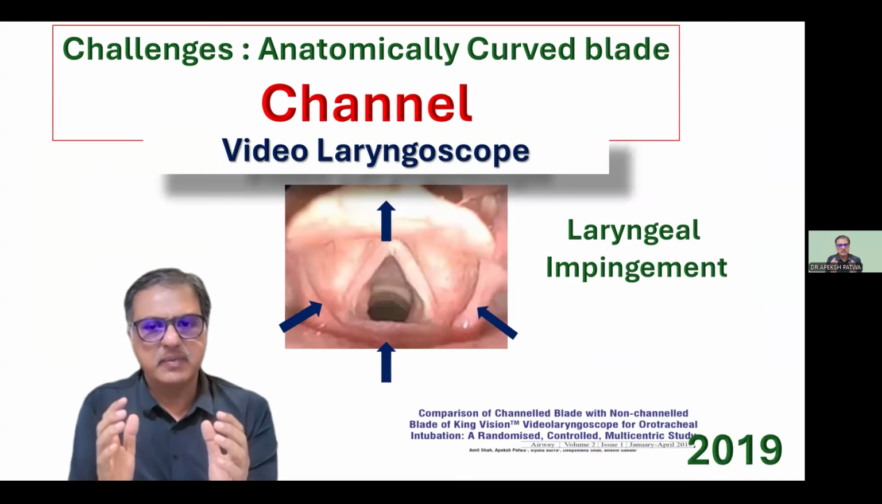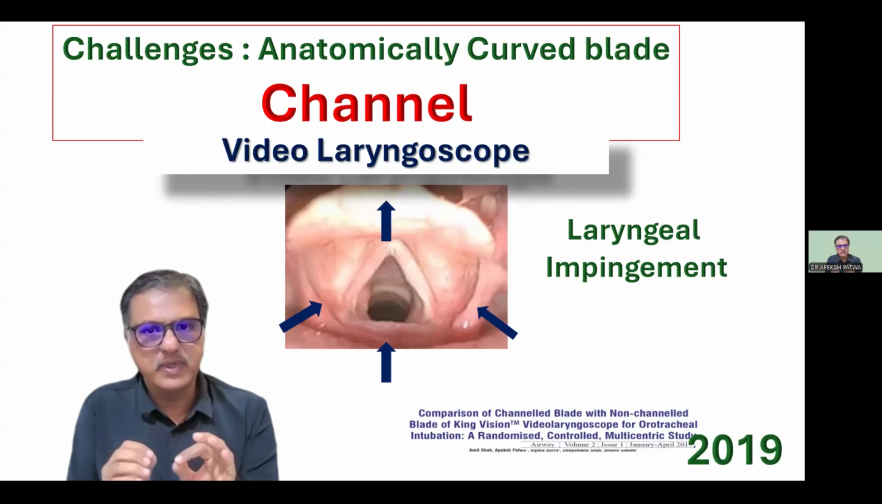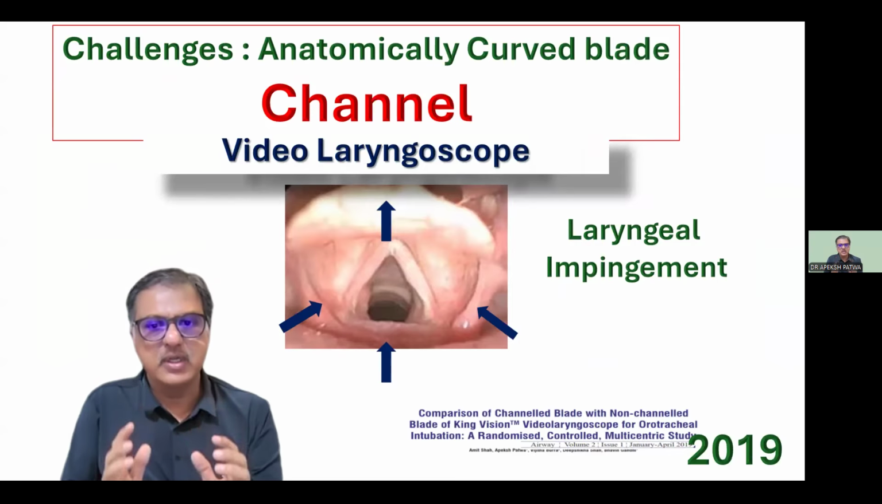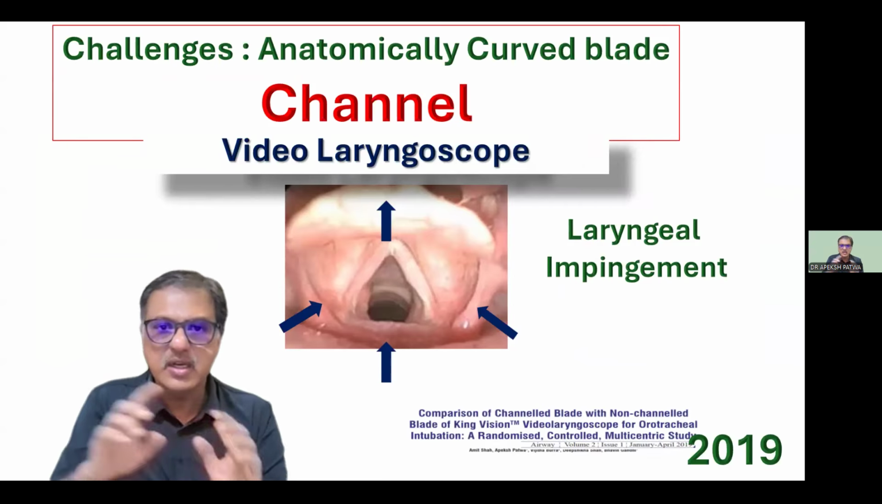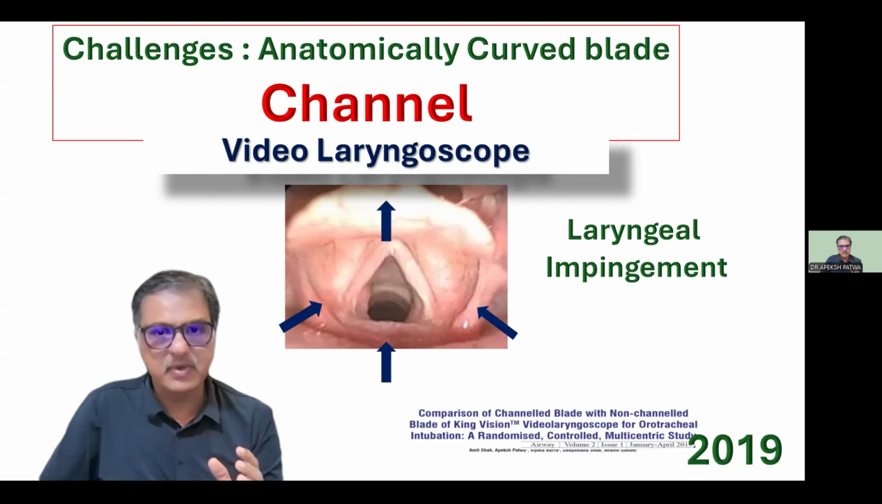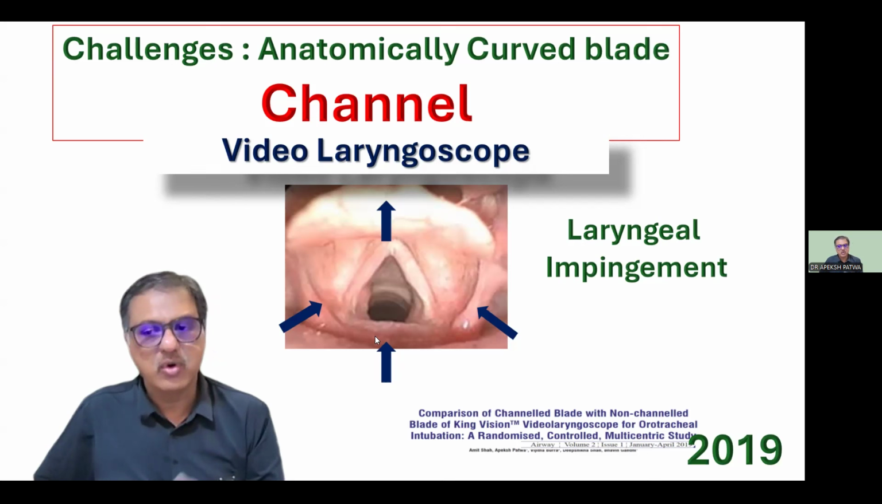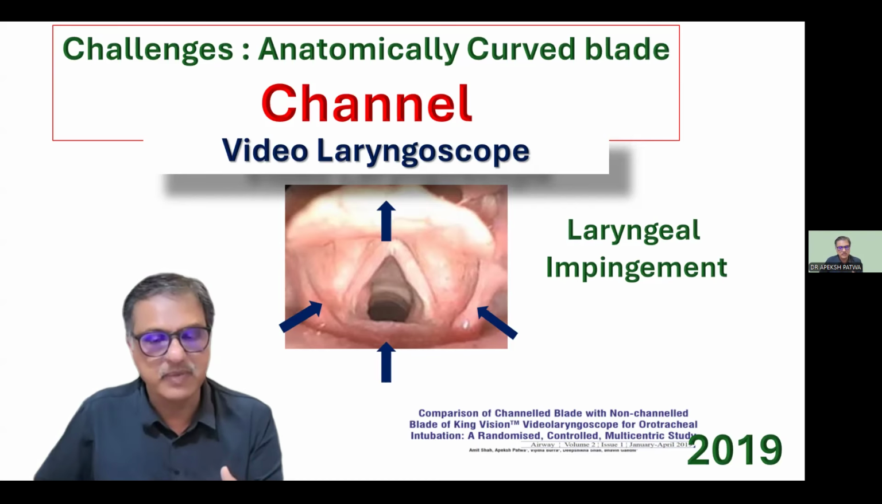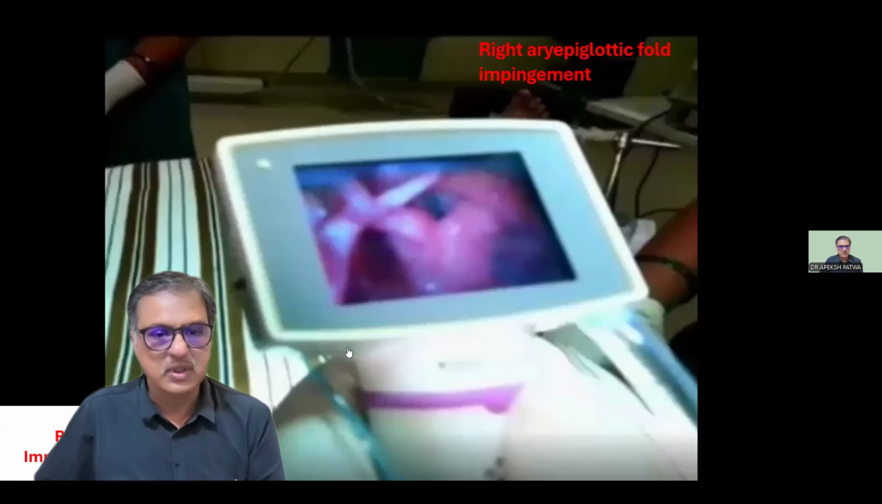So with the channel blade, when you are trying to intubate the patient, your tube can get lodged, impinged, or resisted anywhere over the larynx, either on the right aryepiglottic fold, left aryepiglottic fold, epiglottis, or interarytenoid tissue. You have to overcome this impingement. Let's start looking at the different videos.